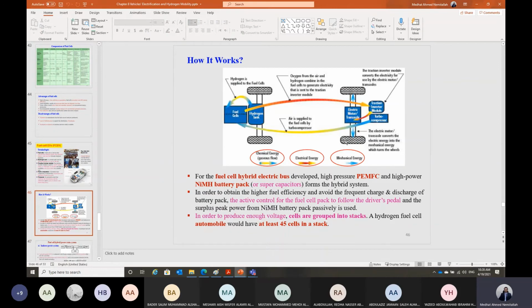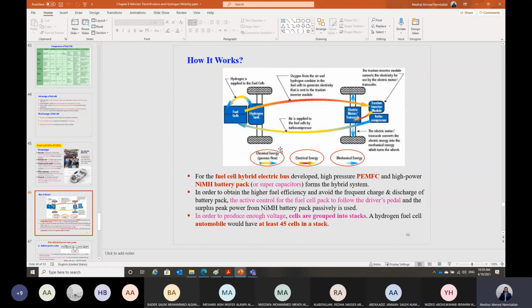As you can see, this is how it works. This is the hydrogen fuel cell. It takes hydrogen from the hydrogen tank and it takes the air from the compressor. Then it can produce electrical power. This electrical power will be directed to the controller. The controller will be controlling the operation of the traction motor, or the electric motor, that can drive the wheels of the car in this case.